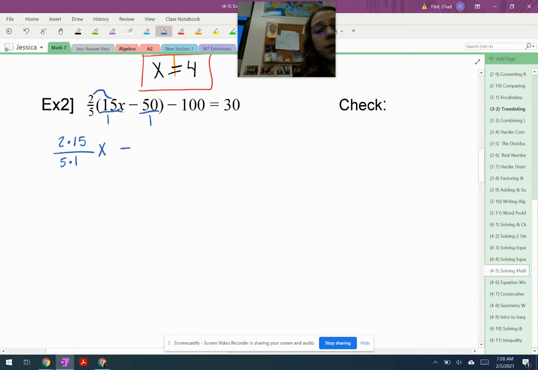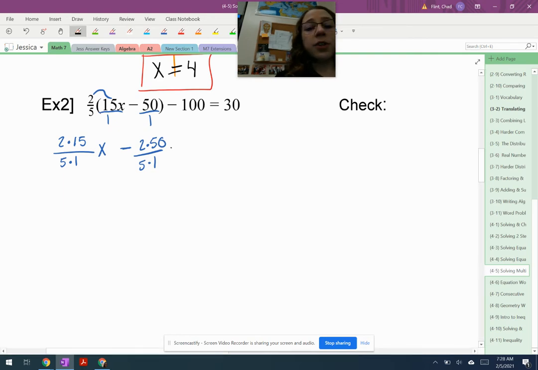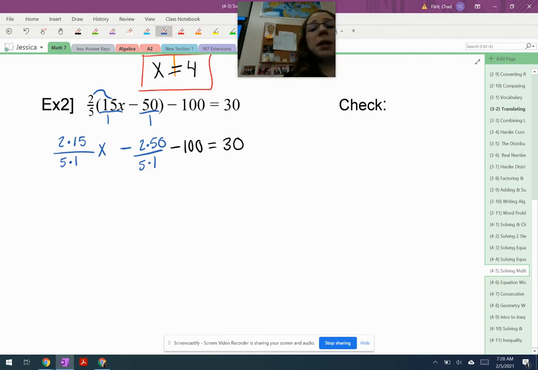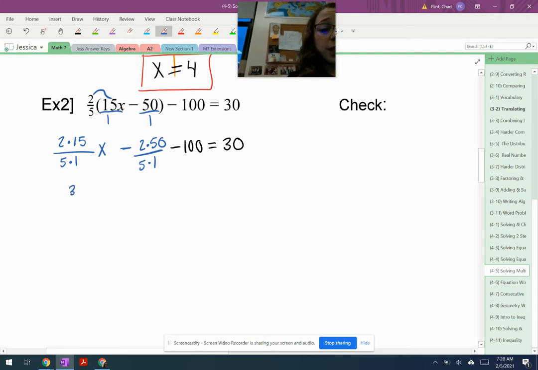x minus 2 times 50 over 5 times 1. And then because that 100 is not inside the grouping, that just gets carried down. So I could do a little bit of math, and maybe you don't need to show this step. Maybe you can skip that step and jump right to what I'm about to get to now. 2 times 15 is 30 over 5x minus 100.